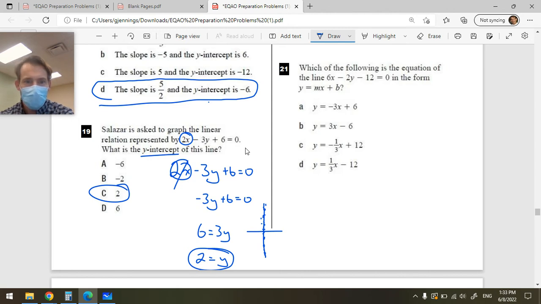Okay, I input x is equal to 0 here. And that eliminated this term. 2 times 0 is 0. Why did I input x is equal to 0? Because when x is 0, you're on the y-axis. That's fine.